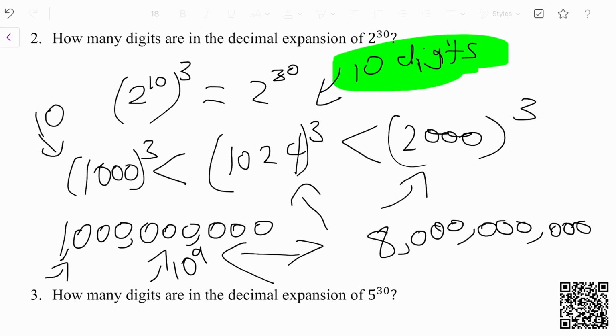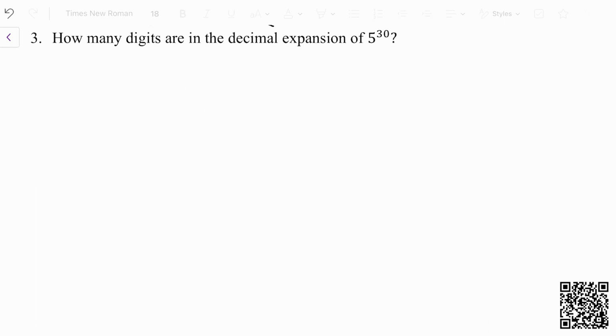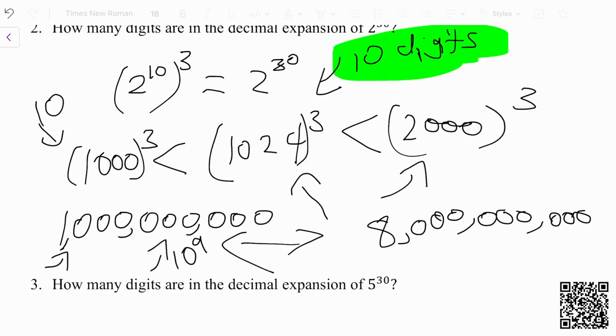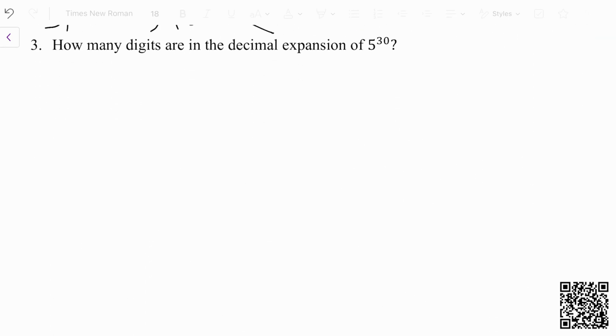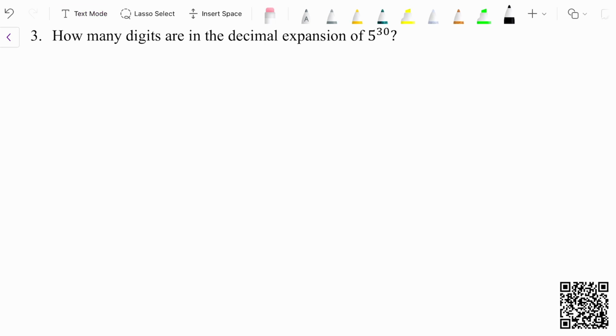So the answer is 10. Moving on to problem number 3. This kind of calls for the 2 that we just used in the front, and it's slightly more complicated than the other 2. Yes, even than 2 to the power of 30. Because no one goes around memorizing powers of 5, even less than the people who go around memorizing powers of 2, mostly because it gets bigger really, really quick.